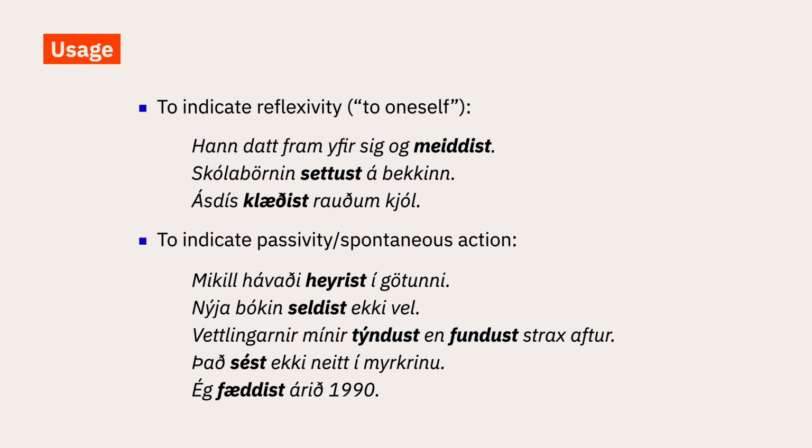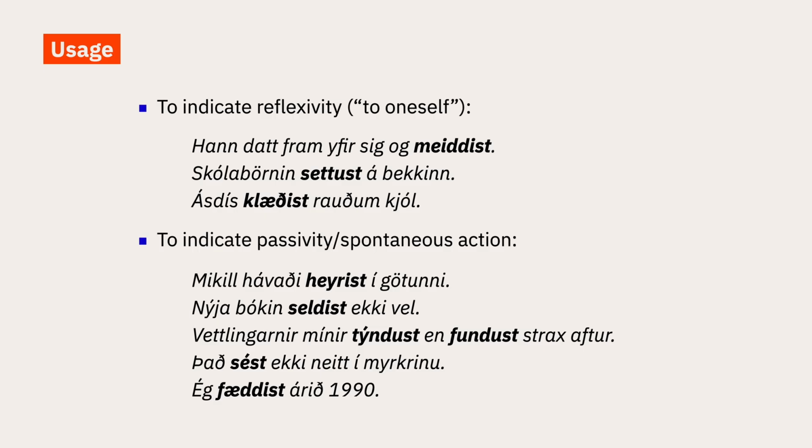Next example, skólabörnin settust á bekkin. The school children sat down on the bench. So this comes from setjast, to sit down. Icelandic makes a distinction between sitja, to be sitting, and setjast, the motion of sitting down. It literally translates as set themselves. So the school kids sat down on the bench.